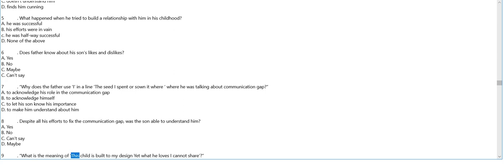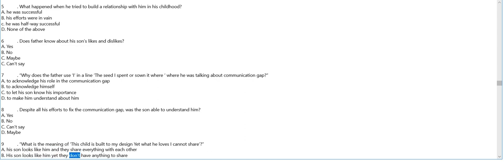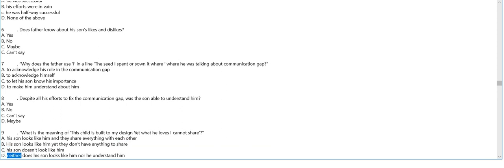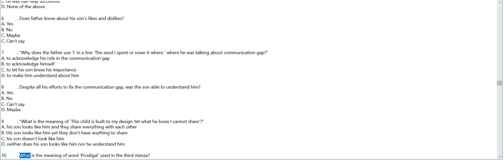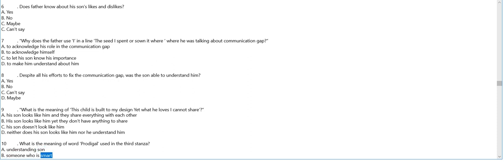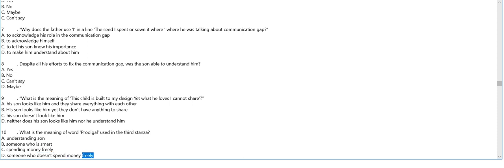9. What is the meaning of, this child is built to my design yet what he loves I cannot share? A. His son looks like him and they share everything with each other. B. His son looks like him yet they don't have anything to share. C. His son doesn't look like him. D. Neither does his son look like him nor he understand him. 10. What is the meaning of word prodigal used in the third stanza? A. Understanding son. B. Someone who is smart. C. Spending money freely. D. Someone who doesn't spend money freely.